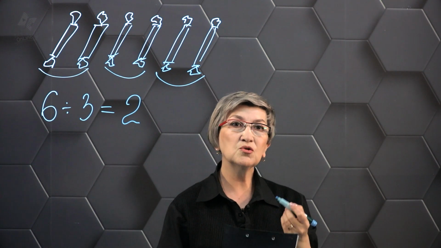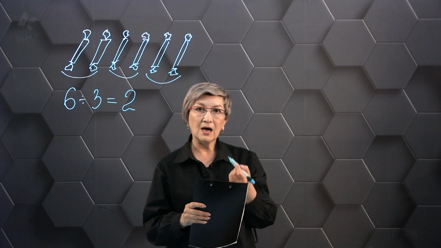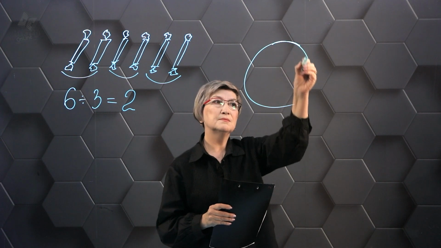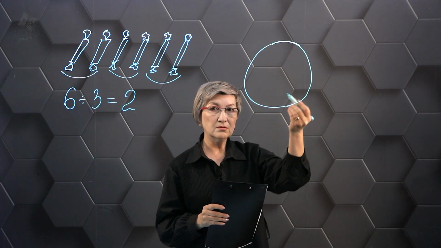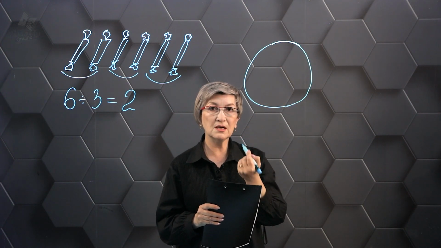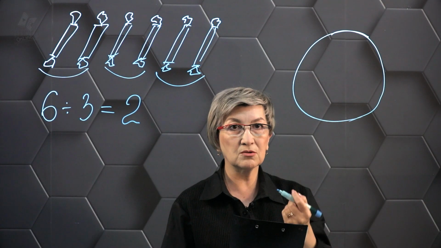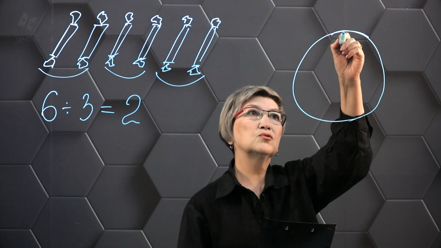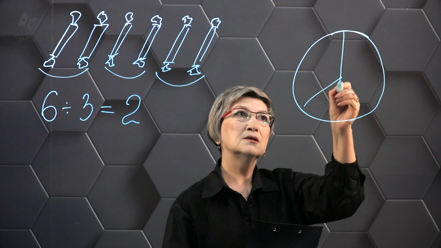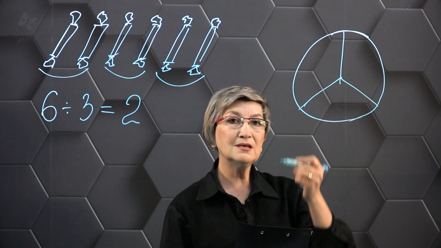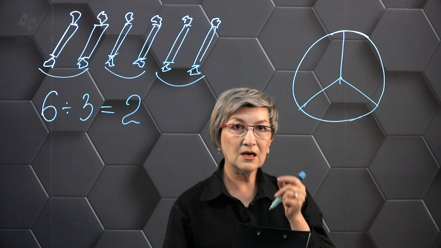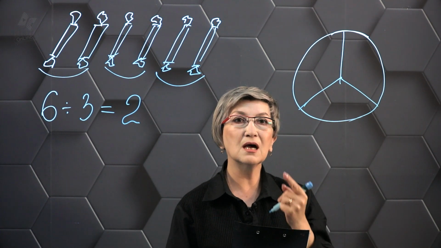But if we imagine a different situation, we need to divide 1 pizza between 3 friends. This pizza, 1 whole pizza, needs to be divided equally among 3 friends. What do you have to do for that? Well, of course you're going to cut the pizza. You cut it into 3 equal pieces. And then each friend gets 1 slice out of 3 slices.